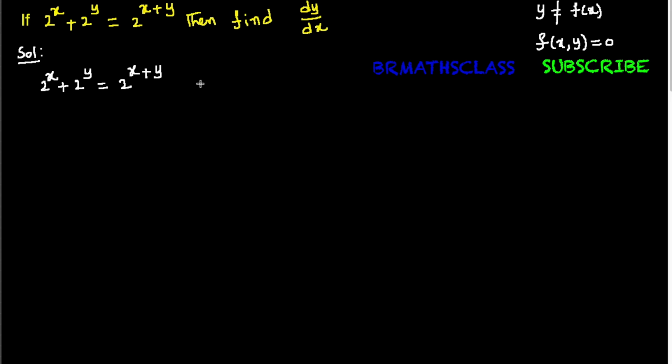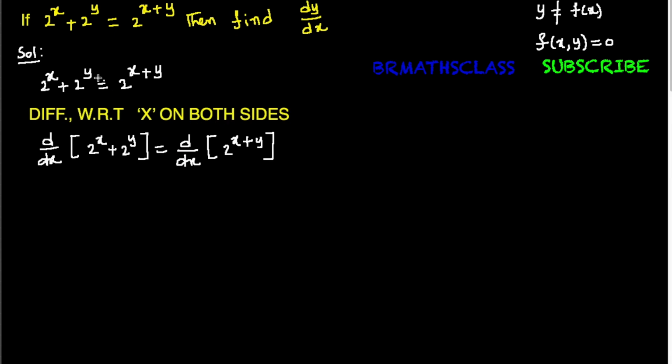Once you identify that the given equation is an implicit function, to find dy/dx from an implicit function, we differentiate the complete equation with respect to x. Differentiate with respect to x on both sides. You observe here, for the given equation, I have written d/dx on both sides. It indicates that we are differentiating the given equation with respect to x on both sides.